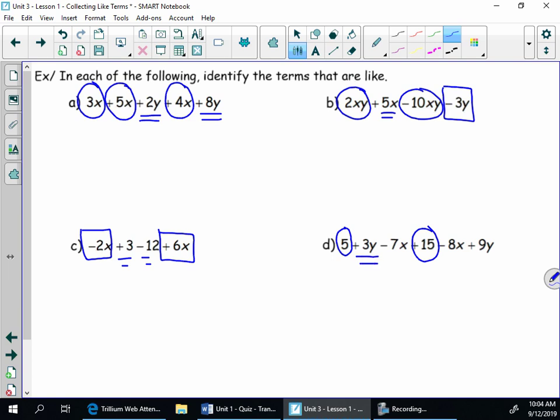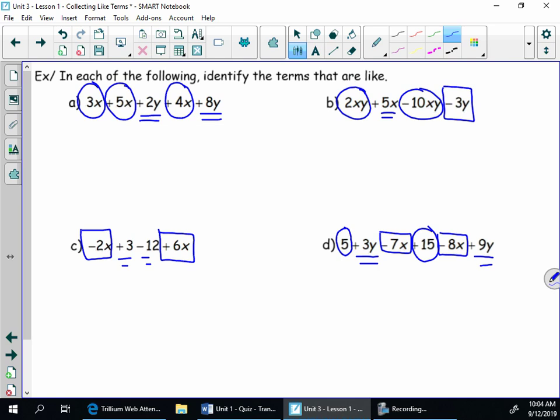Plus 3y can go with plus 9y. They have letters attached, and the letter happens to be y. And then negative 7x can go with negative 8x. They both have the letter x. Notice in all cases, the sign is attached to the number next to it. Okay, positive 15, negative 8x, positive 9y.